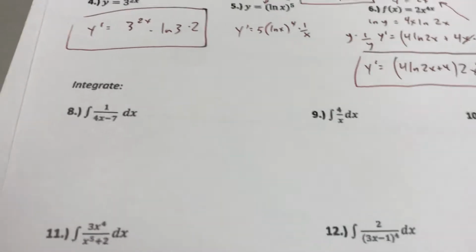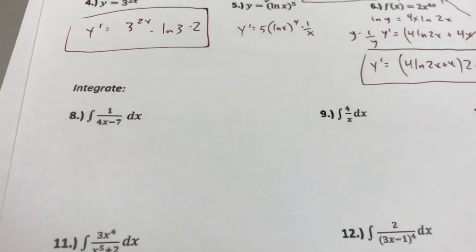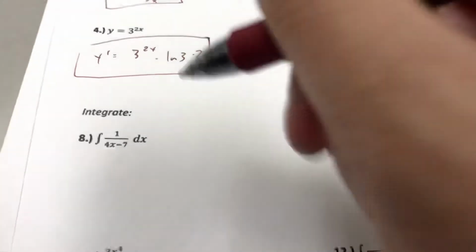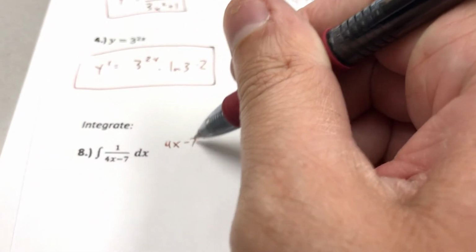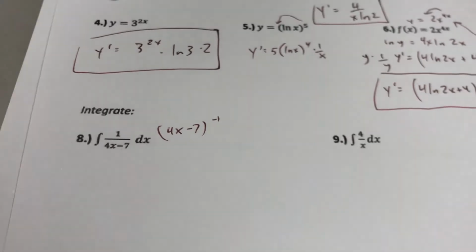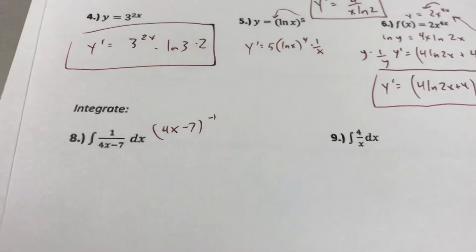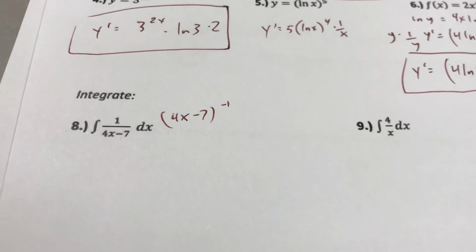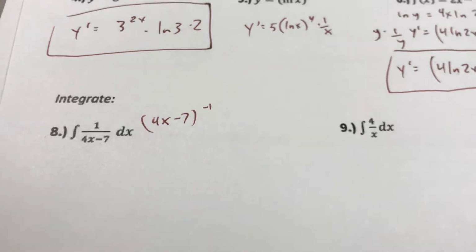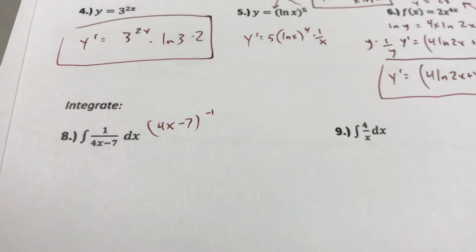Okay? Integral problems. Cannot stress enough: chain rule, chain rule, chain rule. Okay, this is 4x minus 7 to the negative 1 power. If you tried to apply the power rule there, it would fail because you get a 0 exponent, okay? So this is going to be a natural log. It's a reciprocal function. Derivative of the inside function is 4.